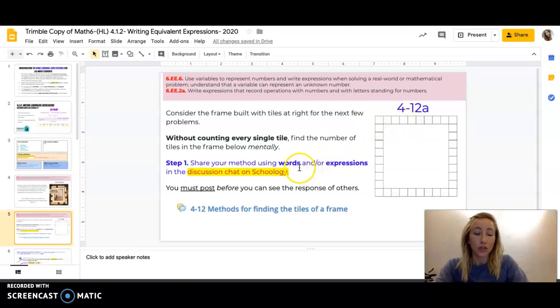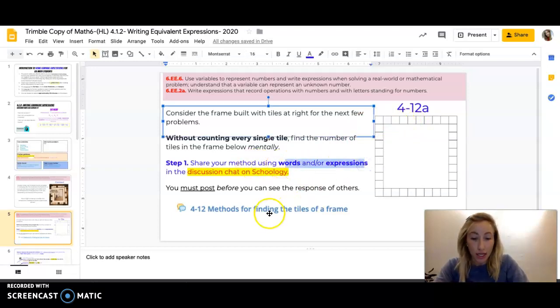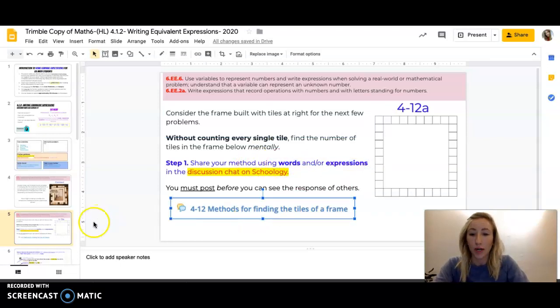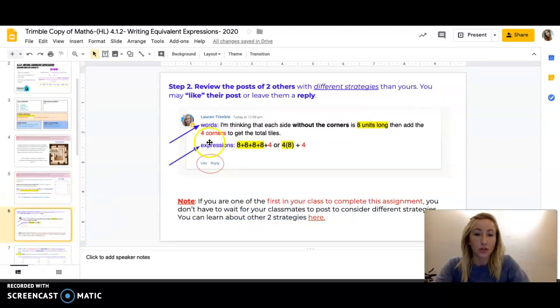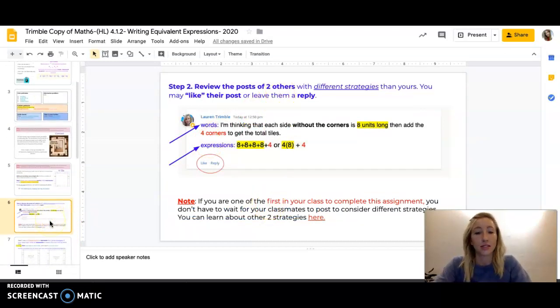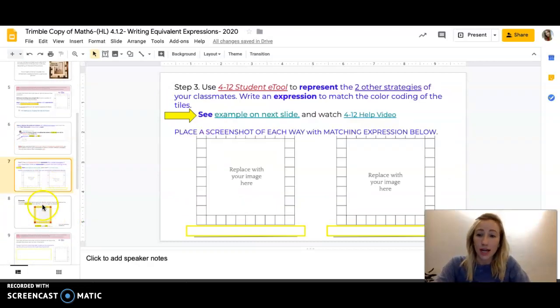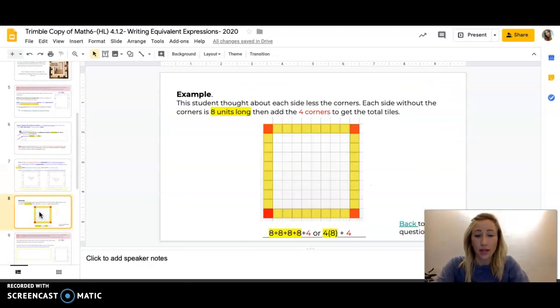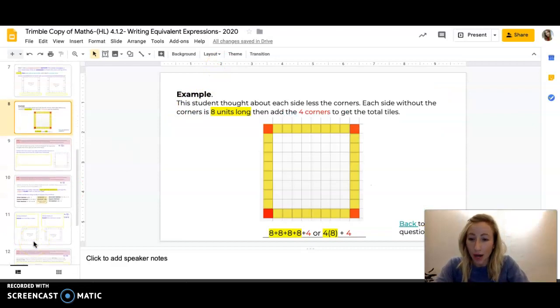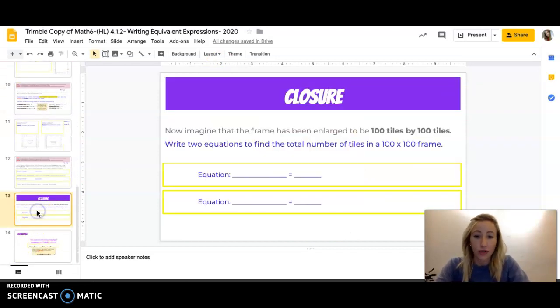And you're going to post your thinking, your method using words or expressions, here on the message board. You're also going to respond to 2 of your peers, and if you're one of the first to complete this lesson, please make sure you read that note. You'll be using an e-tool today. It's pretty self-explanatory. I think you can use this example to help you out. And don't forget you've got the closure there at the end.